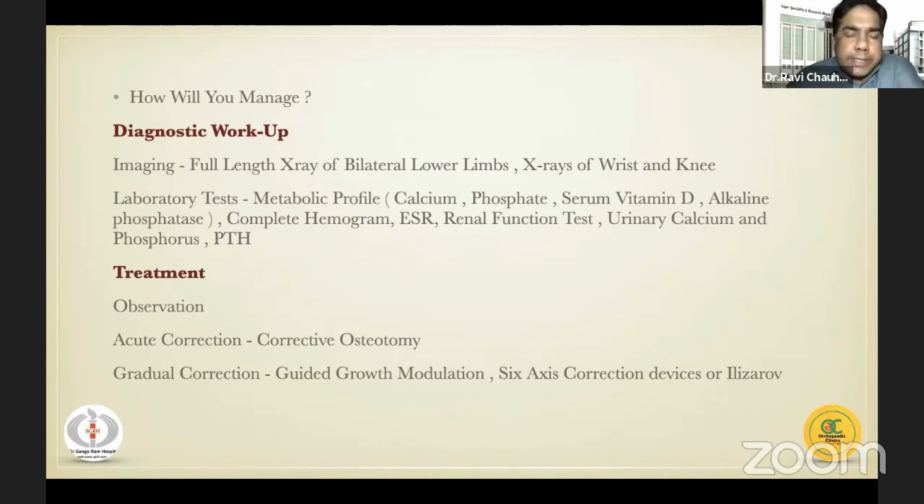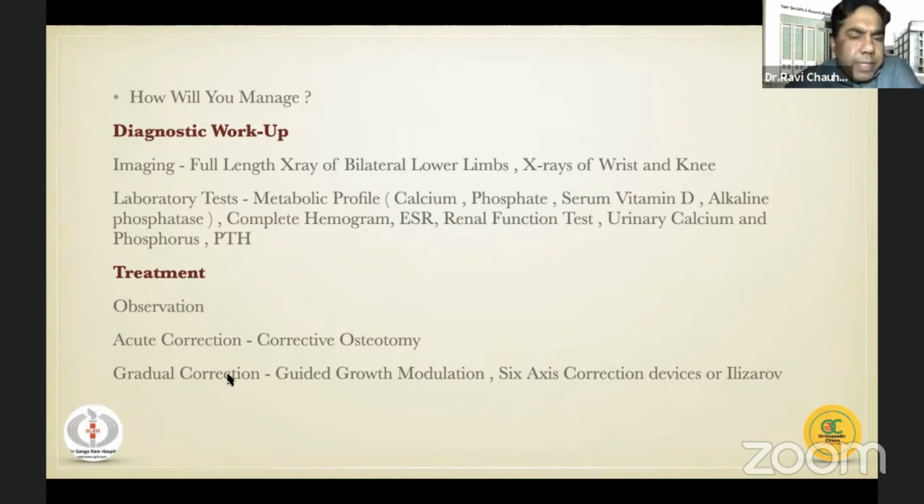Then come the laboratory tests: whole metabolic profile, calcium, phosphate, serum vitamin D, alkaline phosphatase, complete hemogram, ESR, renal function test, urinary calcium, phosphorus, and PTH. PTH and urinary studies you can do on a patient-wise basis. But basically calcium, phosphate, serum vitamin D, and alkaline phosphatase are more important along with the complete hemogram. All these investigations are important because they can signify the cause of the genu valgus, strengthen your diagnosis, and support the planning of your management, whether the disease is active or not. Thereafter, you move to treatment, depending on your imaging assessment and laboratory assessment, backed by your history and clinical examination.